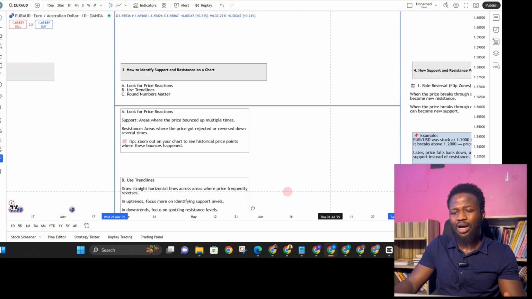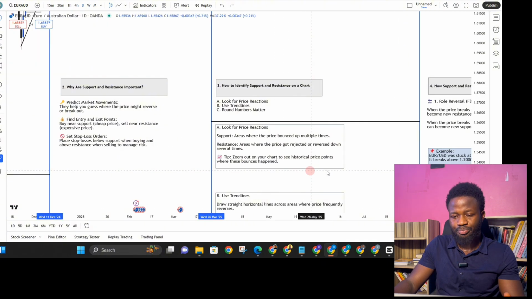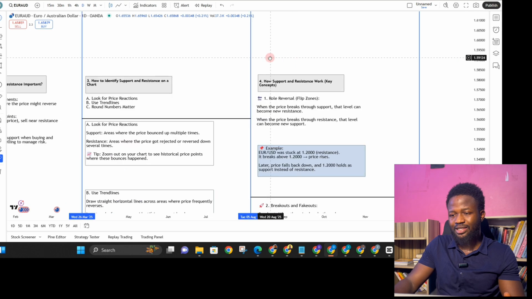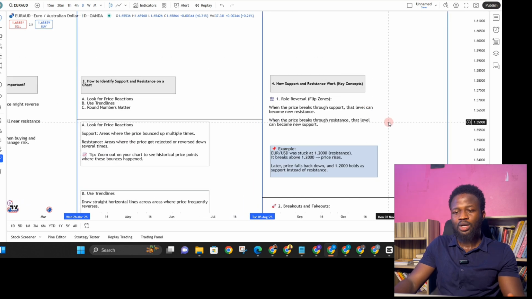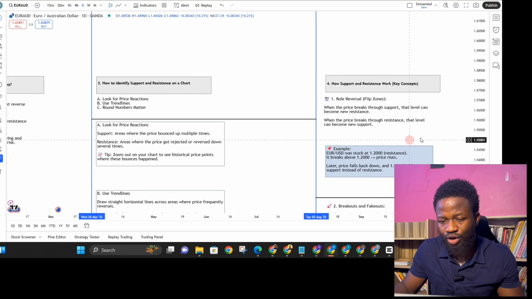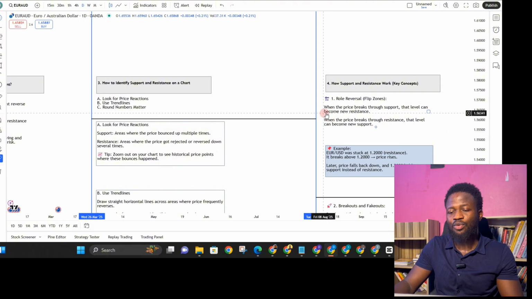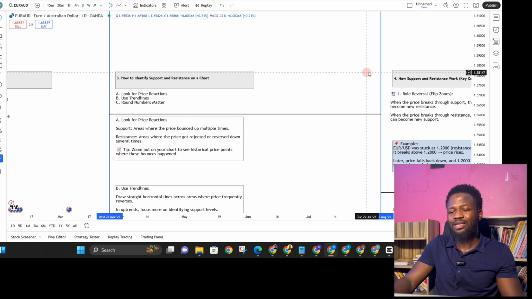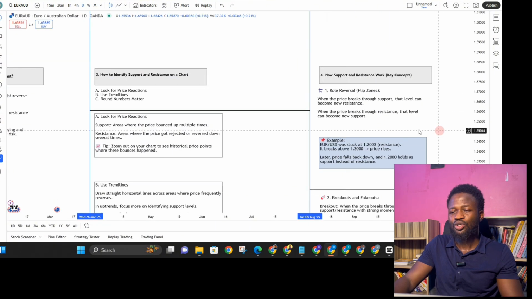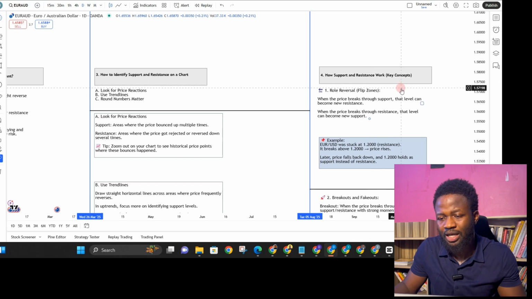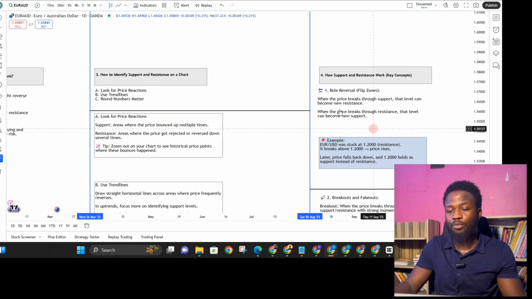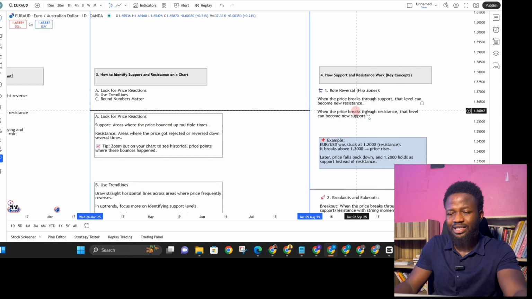So immediately you identify support and resistance, what is the next thing that you do? How do support and resistance work, right? After we identify them, what is their meaning? What is their impact to you as a trader? That's what we are looking at in this number 4. So the number 1 is role reversal, the flip zone.